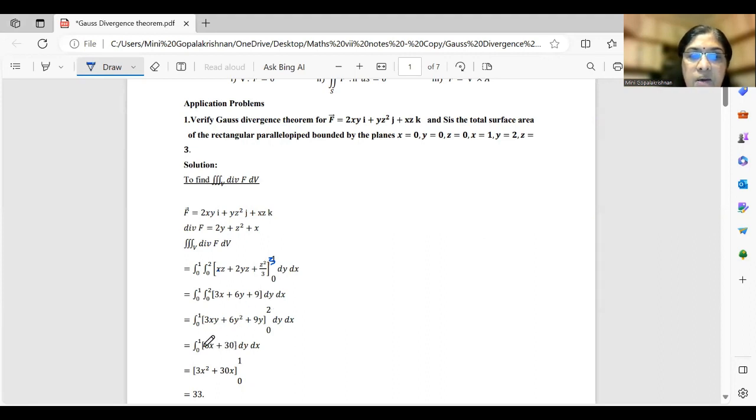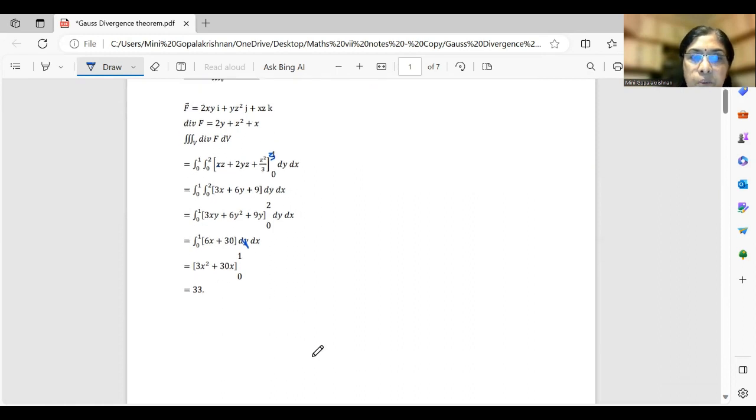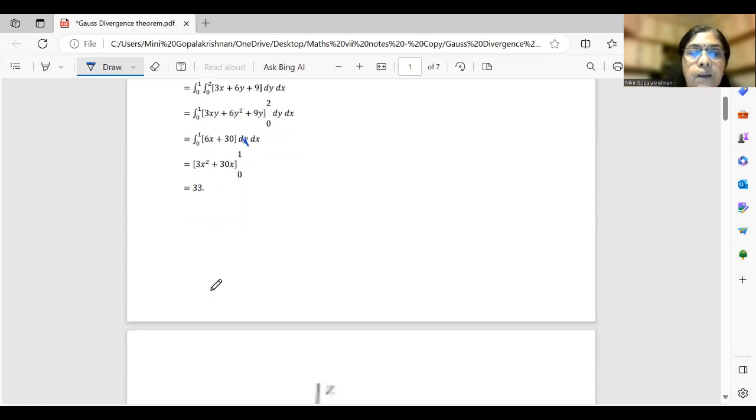So you get this. Again, do the integration with respect to x. After you finish with y, you don't have dy here. You have only 6x plus 30, which you integrate with respect to x again. And then you get the answer 33. So your value will be 33.